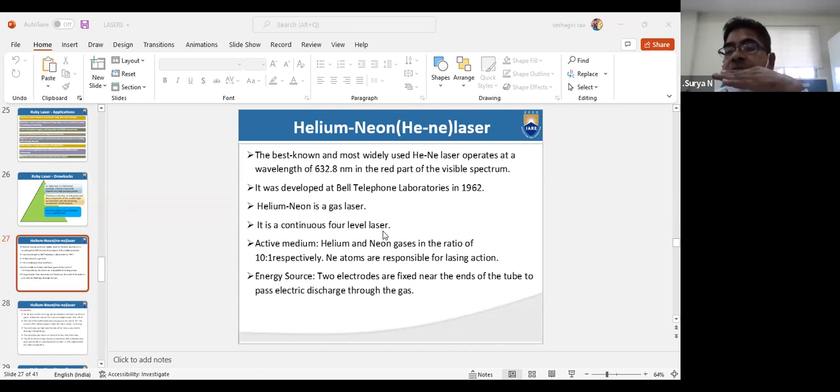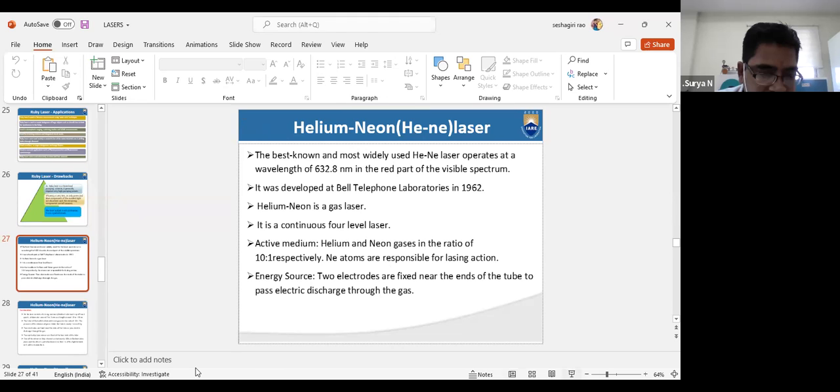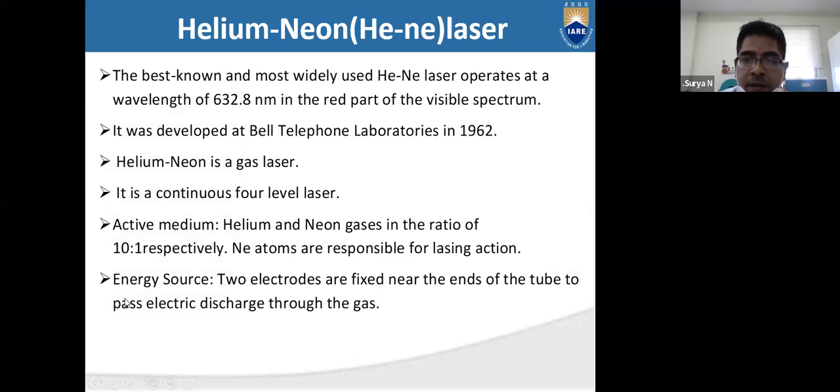That means there are 4 states. What are those 4 states? One is the ground state, other is the excited state, and the metastable states. See here, in a 4-level system we have 4 levels, that means 4 levels of energy. One is the ground state, other is the excited state. So one is E1 and the other is E2.